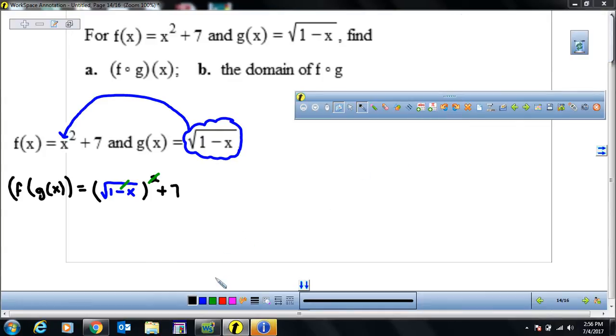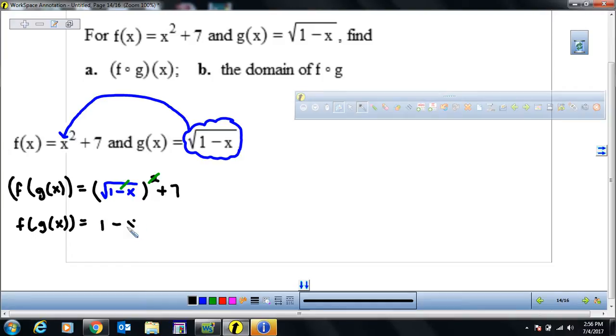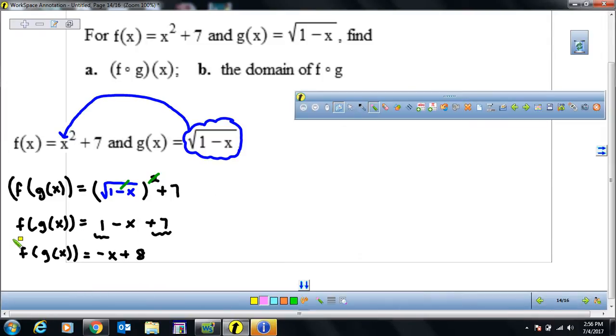So if they simplify each other, then we're going to end up with the function f of g of x equals just 1 minus x and then plus 7. On this function we can combine like terms. We can combine the 1 and the plus 7, that's going to be plus 8. So we can write it as 8 minus x or negative x plus 8. And this is the composite function f of g. Now we need to determine the domain.